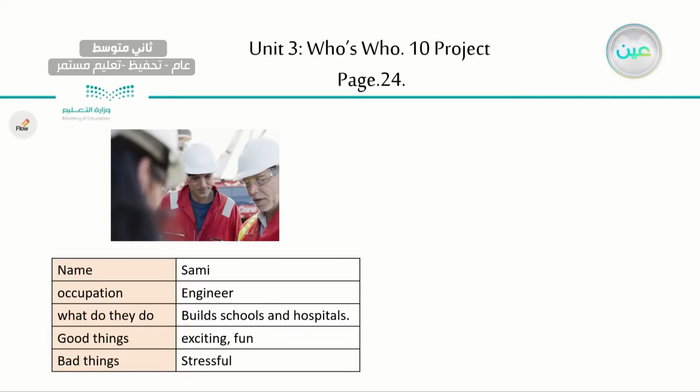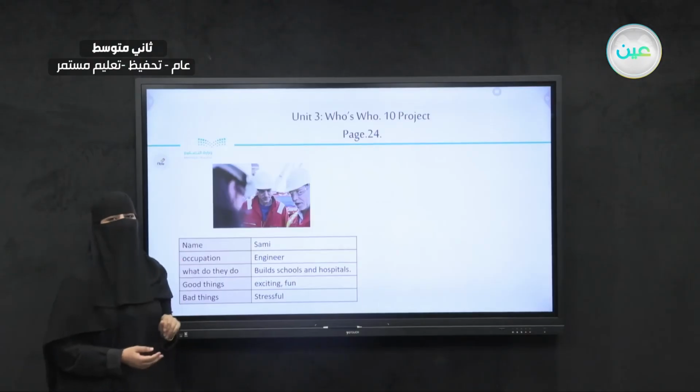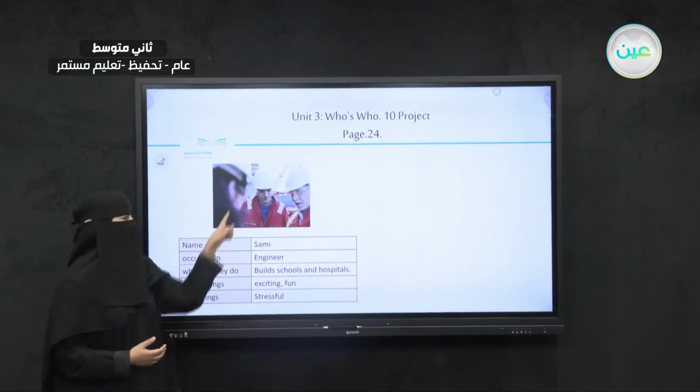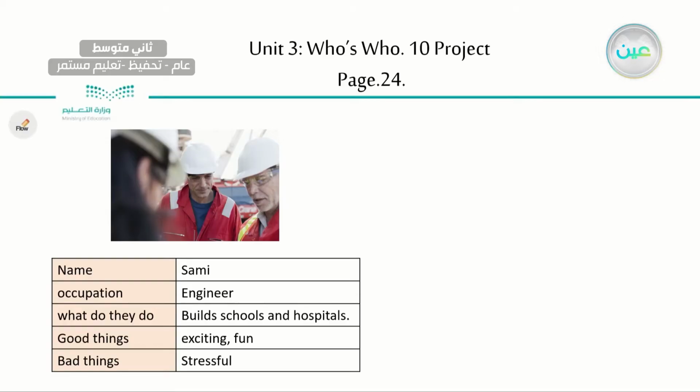So, I arranged this chart for you. Let's take a look at this picture. So, look at the picture and tell me, what do you see here? What are the tools? Who are these people? So, what do you think this person is doing? What is his job? So, we are arranging these things here in this chart.